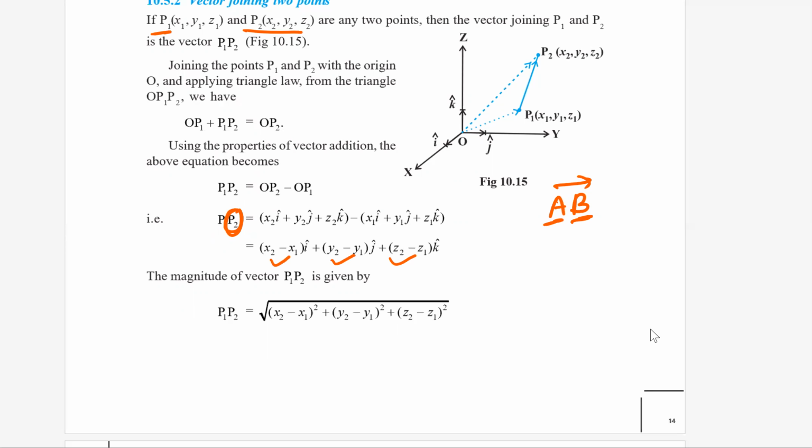And here, this x1, y1 and z1 are actually the position vectors of P1 and P2, meaning their coordinates, where this is the origin and these coordinates are with respect to this origin. Similarly, this also.